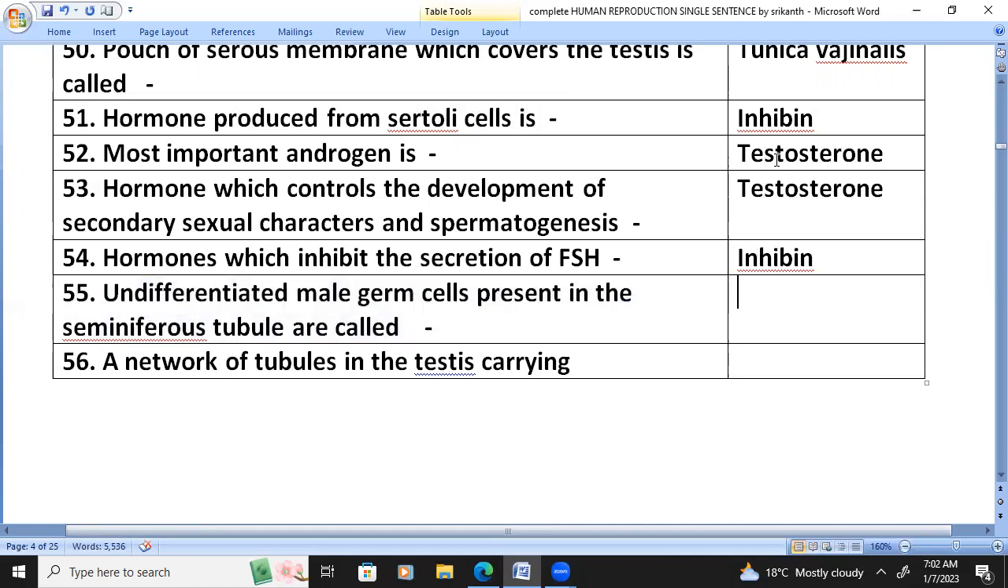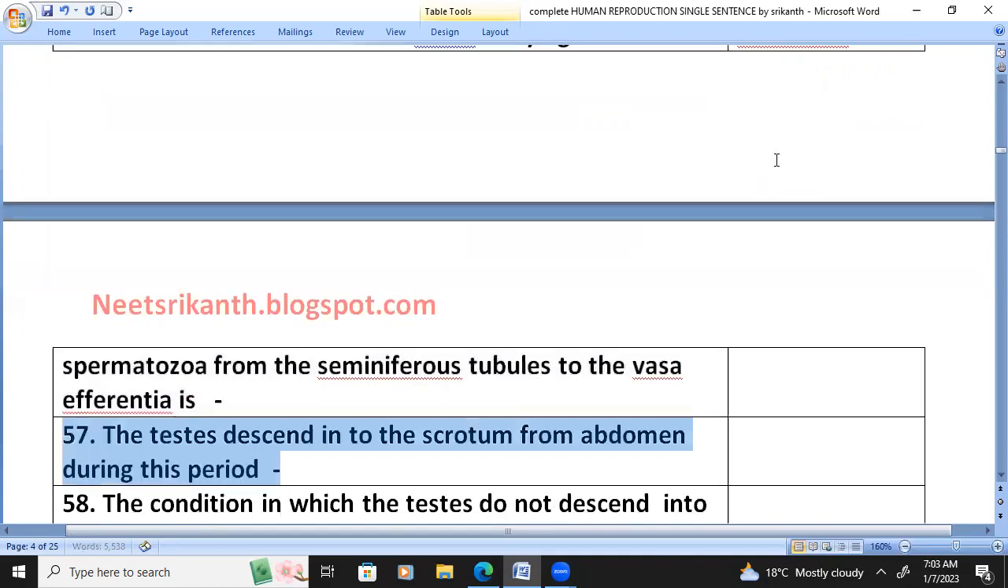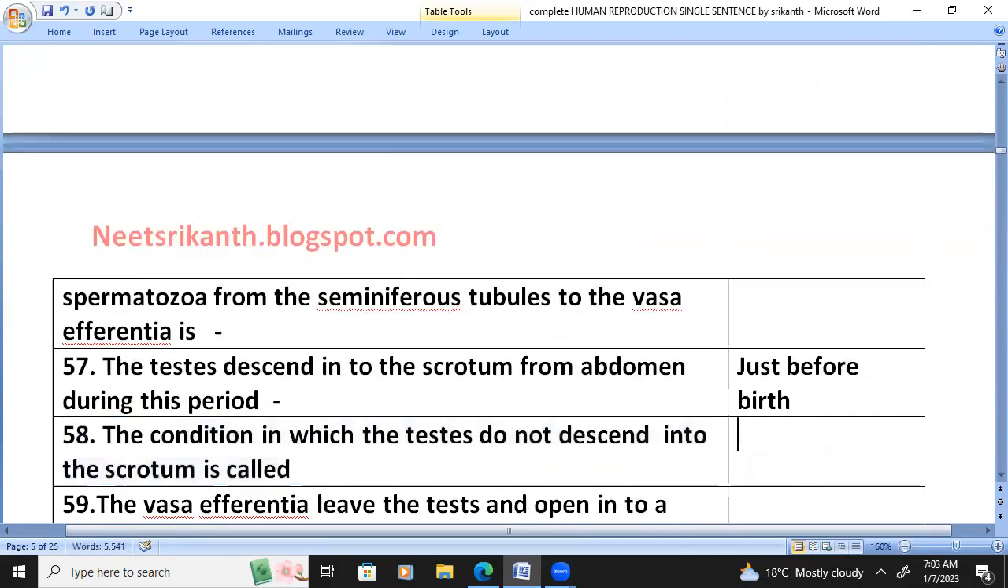Undifferentiated male germ cells present in the seminiferous tubule are called spermatogonia. A network of tubules in the testis carrying spermatozoa from the seminiferous tubule to the vasa efferentia is called rete testis. The testes descend into the scrotum from the abdomen just before birth. The condition in which the testes do not descend into the scrotum is called cryptorchidism.